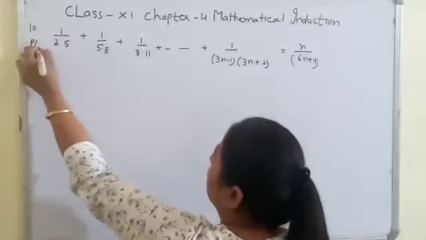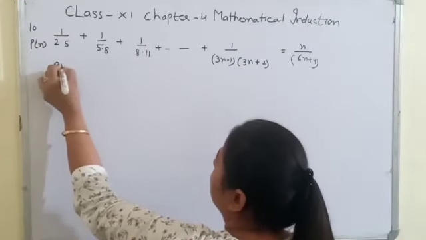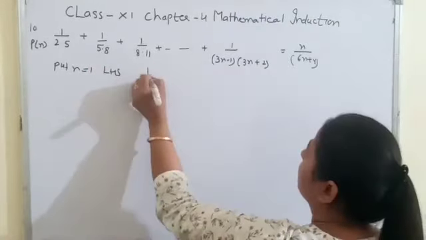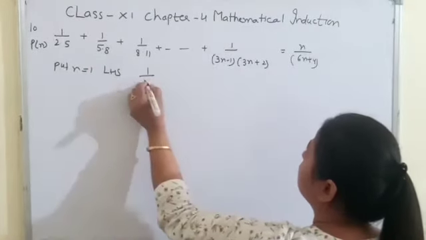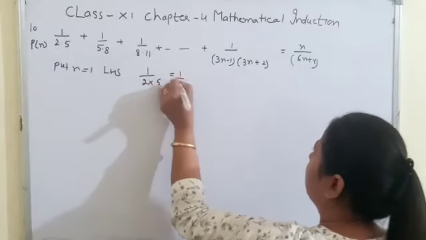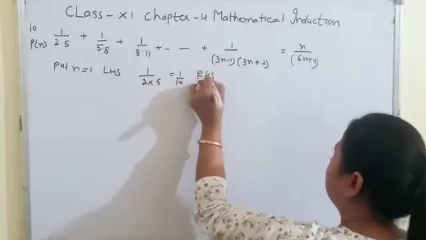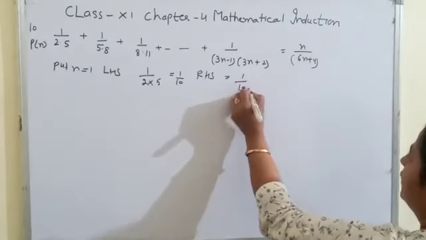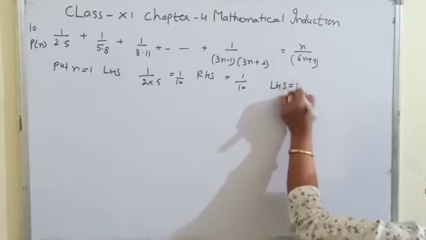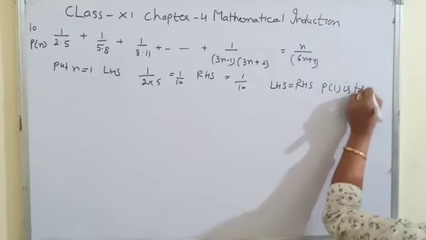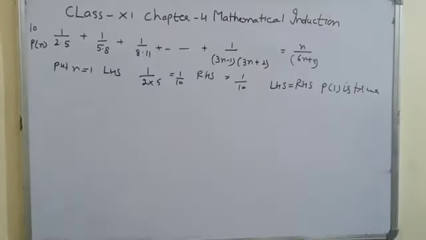Firstly, put n equal to 1 in the left hand side. So 3 minus 1, it is 2, 3 plus 2, it is 5. So 1 by 10. Let's check it for the right hand side also. n is 1, 6 into 1 plus 4, 10. So left hand side is equal to right hand side. The statement is true for 1. So we can write here P1 is true.